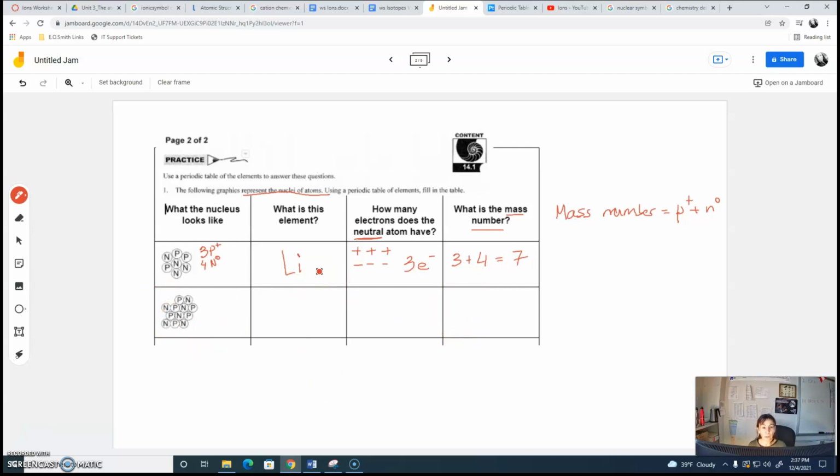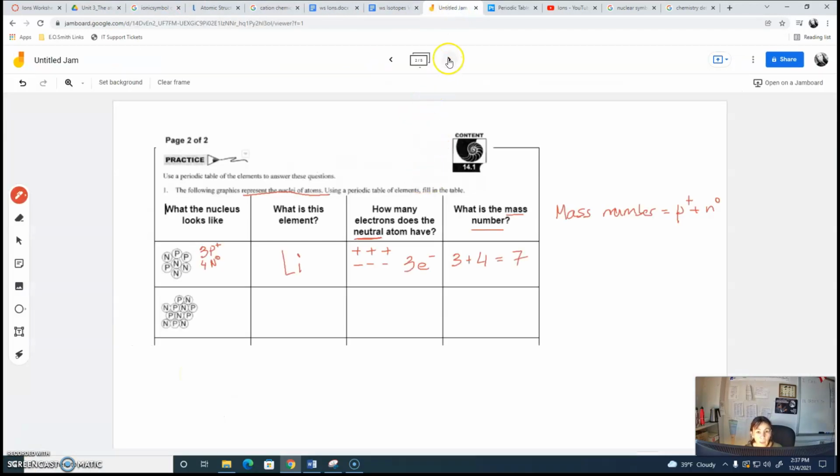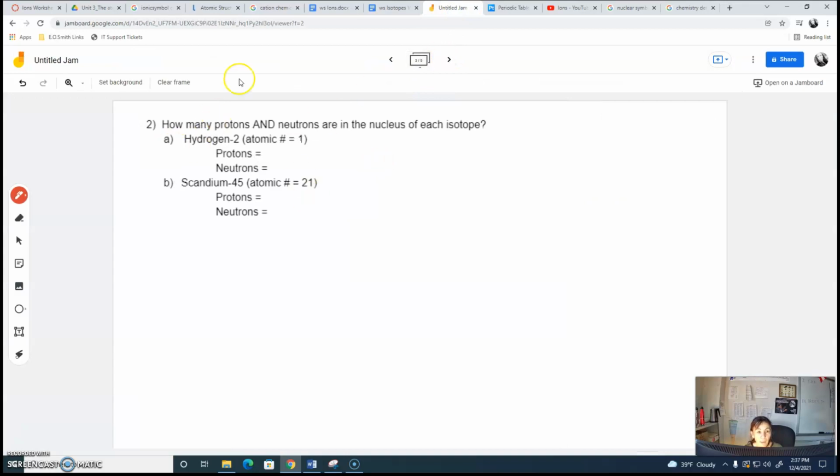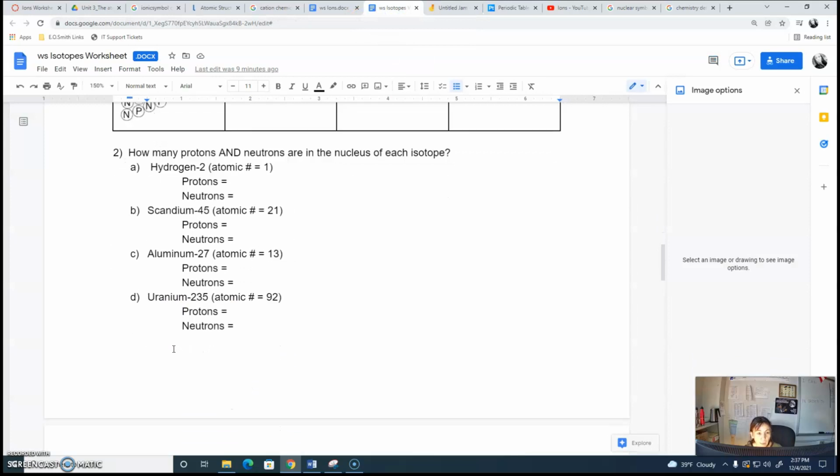Follow the same thing for the rest of the examples, which you have a few of. Let's move on. Let's see, what else did I want to do? I wanted to help you guys with number 2. So number 2 on your assignment looks like this.